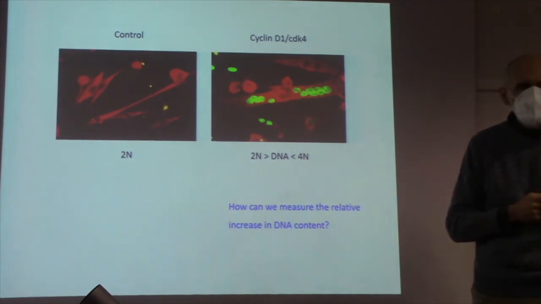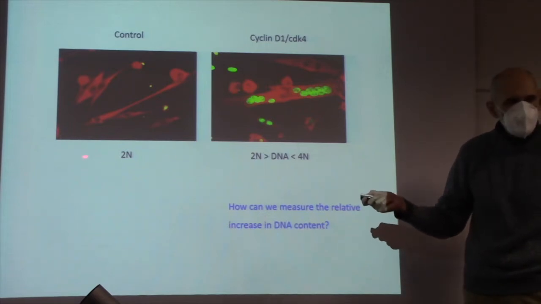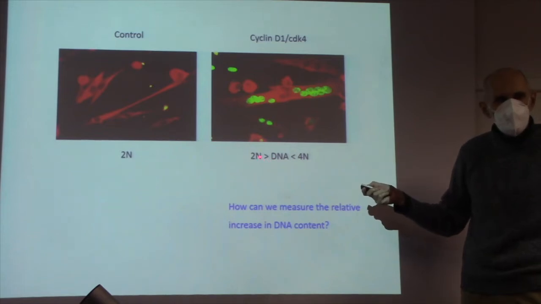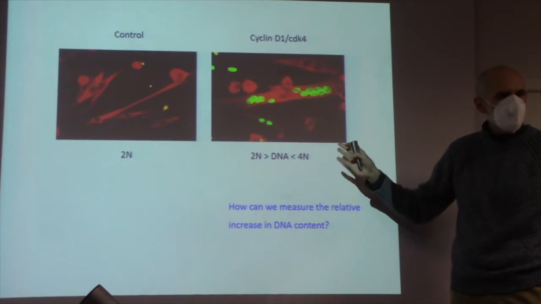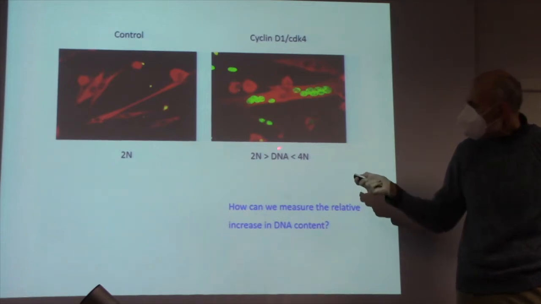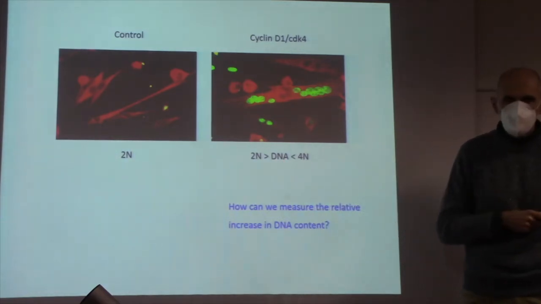So, how would you do that? We have a starting point here, and then an endpoint here, that we want to measure relative to this. We don't care about the absolute amount of DNA in these nuclei. We want to know how much DNA they contain relative to these. How would you do that?